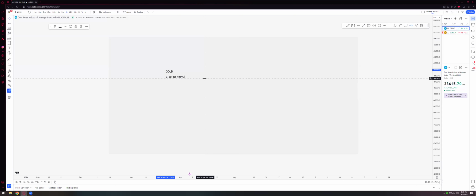That's basically the window that we're going to be looking for a setup. Okay, 8:30 to 12 p.m. Eastern time. That's going to be Eastern time, just to make sure.